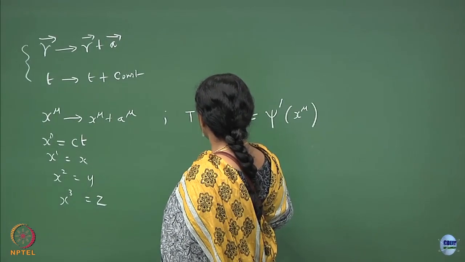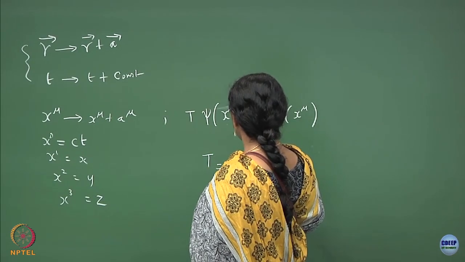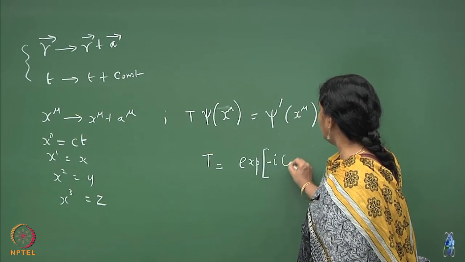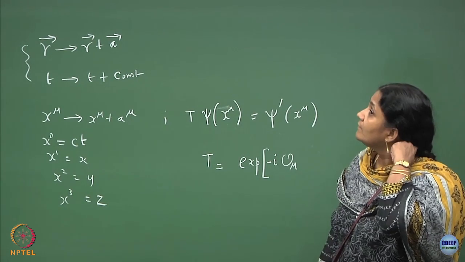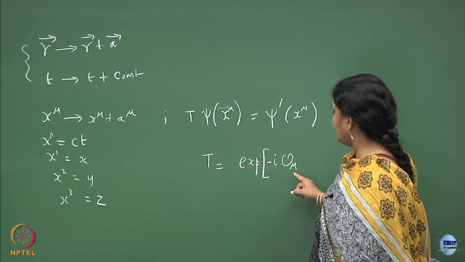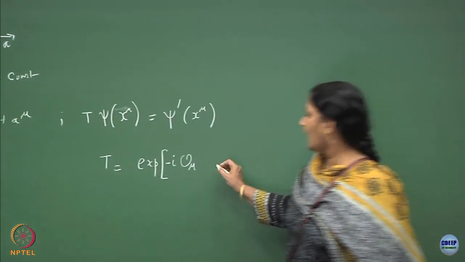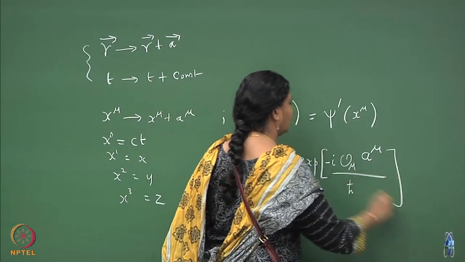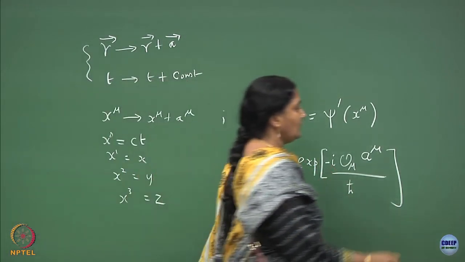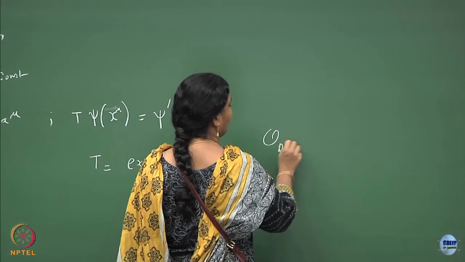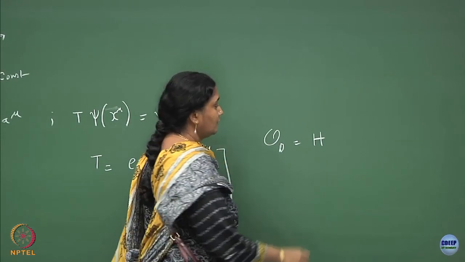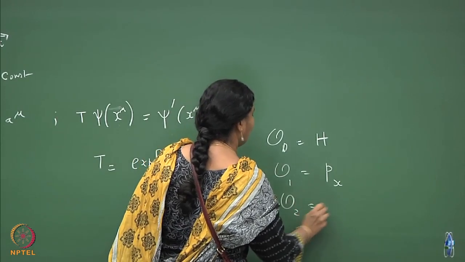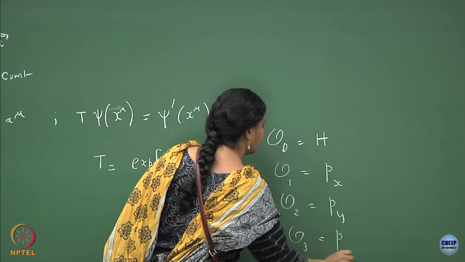We found that t in general will be an exponential with a minus i, ok, and then you have an operator. I am going to write it in a compact notation. You will have an operator associated with a parameter, divided by h cross. And what is this operator going to be? O 0 will be the Hamiltonian, or the energy operator. O 1 will be your momentum p x, O 2 will be p y, and O 3 will be p z. Is that clear?